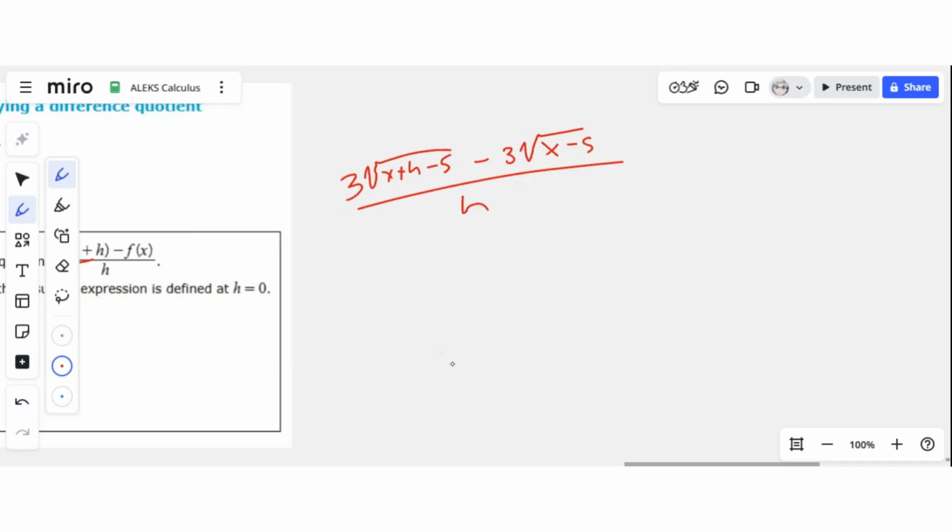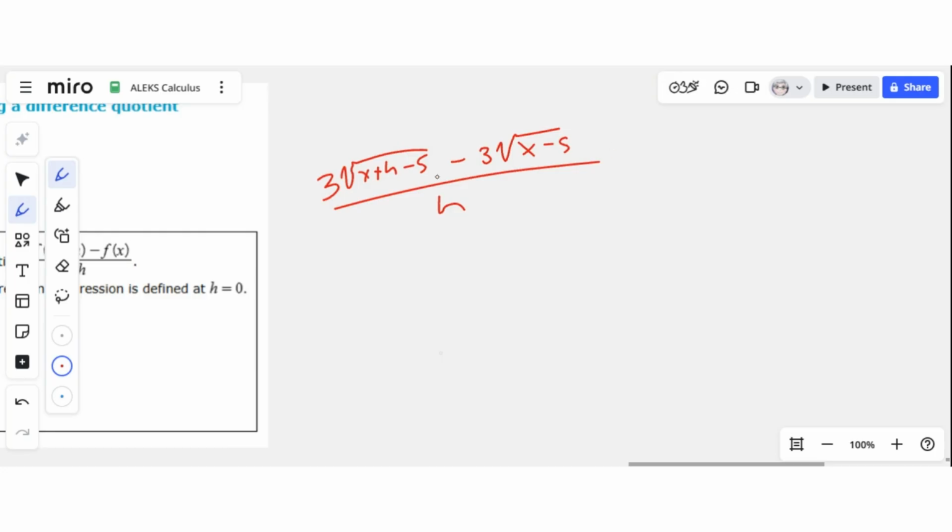What are we going to do here? I think because I've got radical signs and I've got a minus in between, what I'm going to try to do is actually multiply by the conjugate of the numerator. So we're going to multiply by 3 times the square root of x plus h minus 5 plus 3 times the square root of x minus 5. And we have to do that on the bottom too. Same thing.